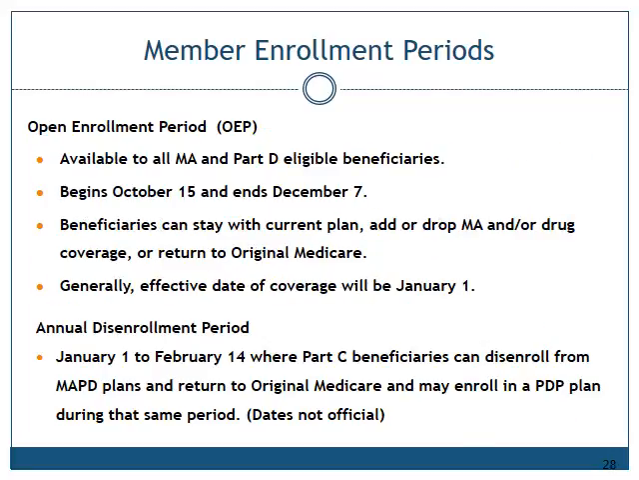Member enrollment periods. Open enrollment period, OEP. Available to all MA and Part D eligible beneficiaries. Begins October 15th and ends December 7th. Beneficiaries can stay with their current plan, add or drop MA and/or drug coverage, or return to original Medicare. Generally, effective date of coverage will be January 1st.